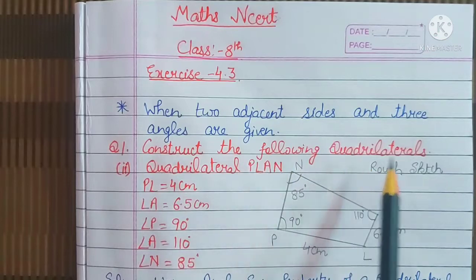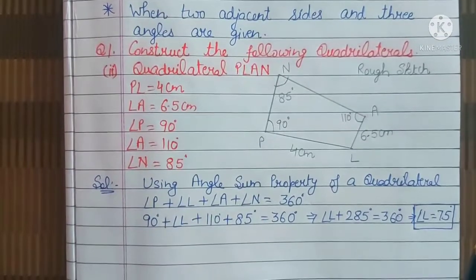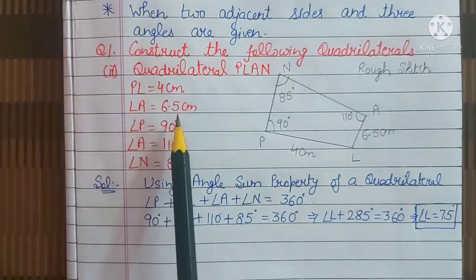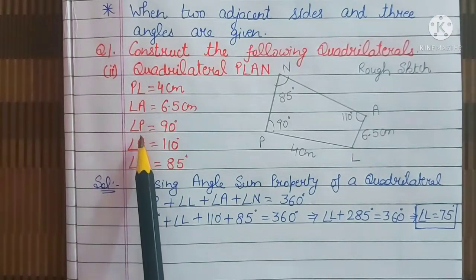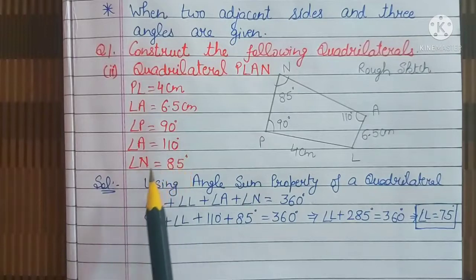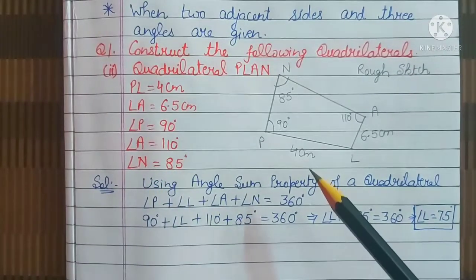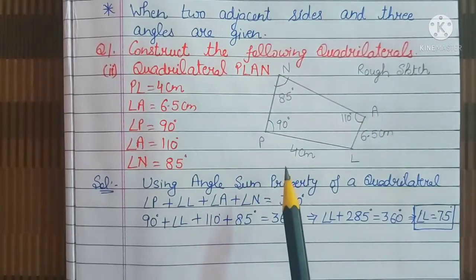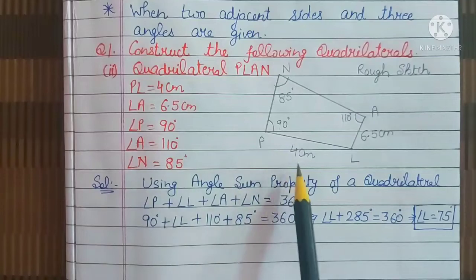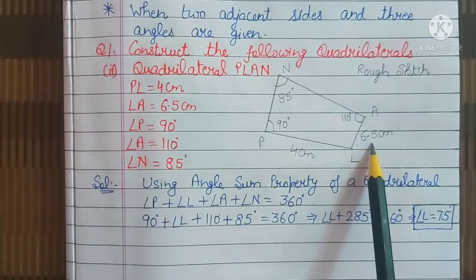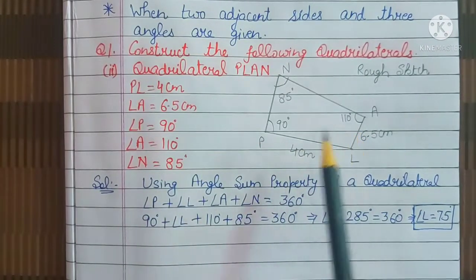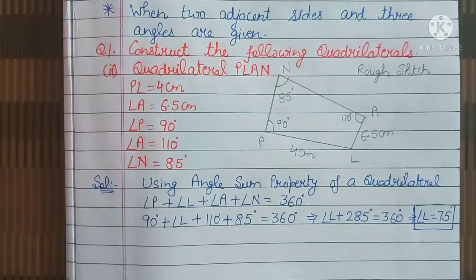Construct the following quadrilaterals. The second part of the first question is: construct a quadrilateral PLAN in which length of PL is 4 cm, LA is 6.5 cm, angle P is 90 degrees, angle A is 110 degrees, angle N is 85 degrees. First step, we will draw a rough sketch of PLAN. We will do labeling. PL is 4 cm, LA is 6.5 cm, angle P 90 degrees, angle A 110 degrees, angle N is 85 degrees.